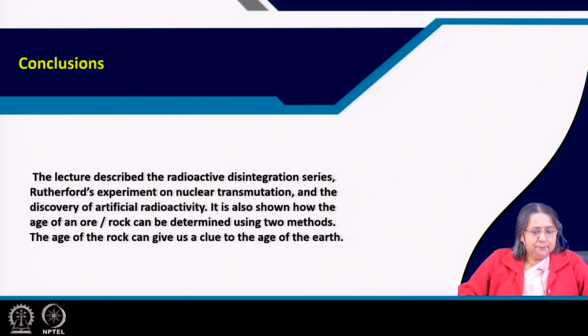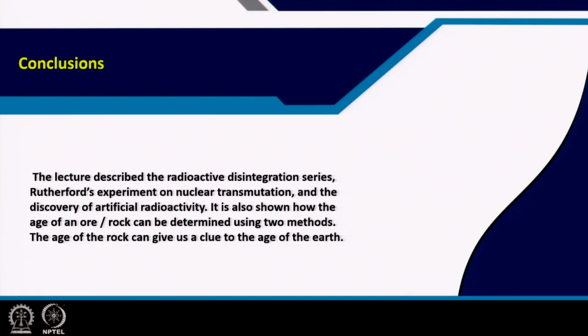So, in this lecture we have seen what the radioactive disintegration series are and how they are classified. Then we have seen Rutherford's experiment on nuclear transmutation, how one atom can be transformed into another. Then artificial radioactivity, developed by Irene Curie and F. Joliot, and then how the age of rock or ore we can determine by using two methods, which can be related to the age of the earth.